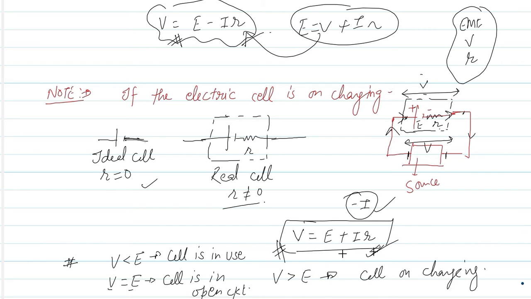Now we can draw one more thing, the V versus I graph. Let us draw the V versus I graph. Suppose the cell is on charging and I would like to draw the V versus I graph, right students? So let me take the V variable on the y-axis, and I am considering the I variable. Here I am drawing V versus I, right?